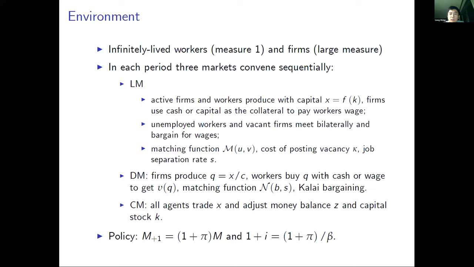The firms and workers determine the price using collective bargaining. Finally, we have the centralized market where all agents trade in a frictionless market, and they adjust monetary balances, capital holdings, et cetera. The money policy rule is very simple.